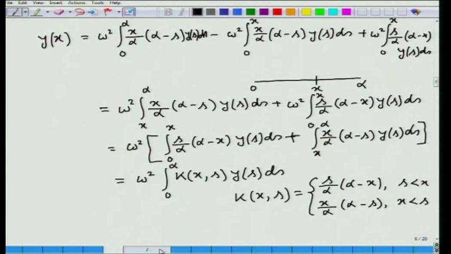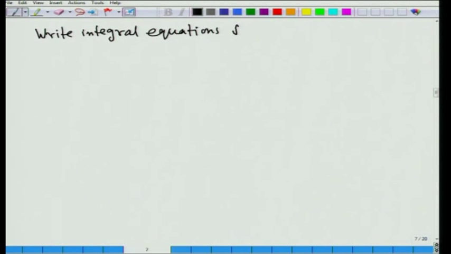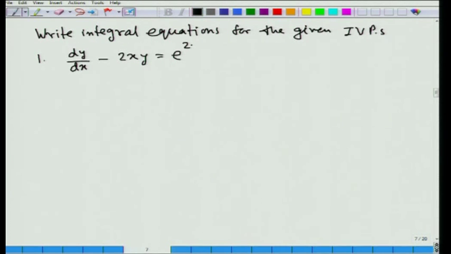Now, here I give just some exercises that you can try to convert to integral equations. The problem is: write integral equations for the given initial value problems. Number 1, dy/dx minus 2xy equal to e to the power 2x, with given initial condition y(0) equal to 1.